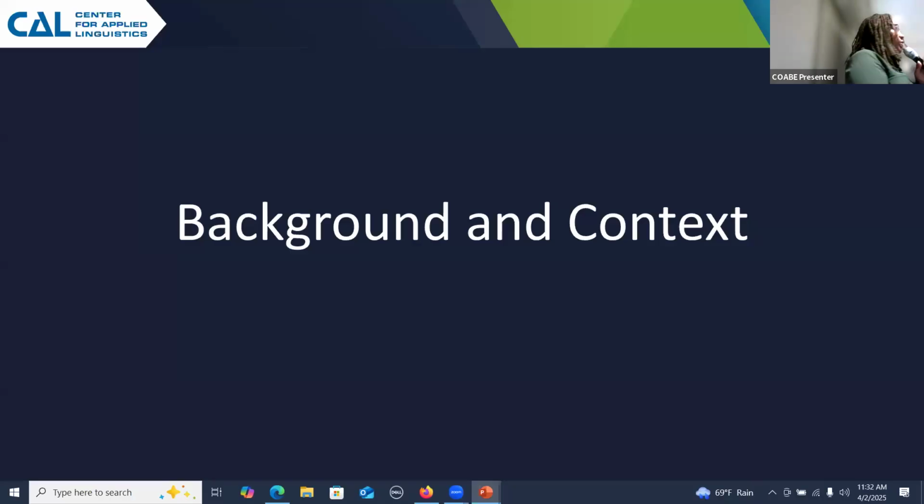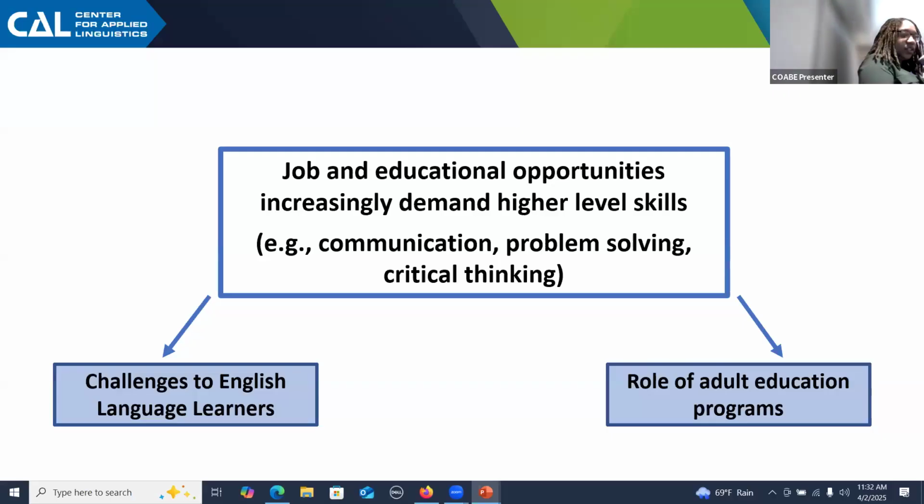All right, so first we're going to start with the background and context of the BEST Assessments family. To start, job and educational opportunities are beginning to require increasingly higher level skills, such as communication, problem-solving skills, and critical thinking. This presents unique challenges for adult English language learners, or ELLs as we refer to them, and this is why adult education programs play a crucial role in helping them develop these skills. But they still must also meet the requirements of the increased rigor in assessment, accountability, and instruction.